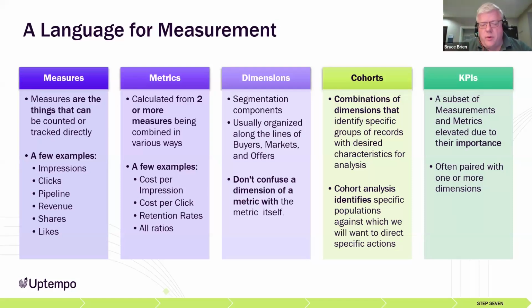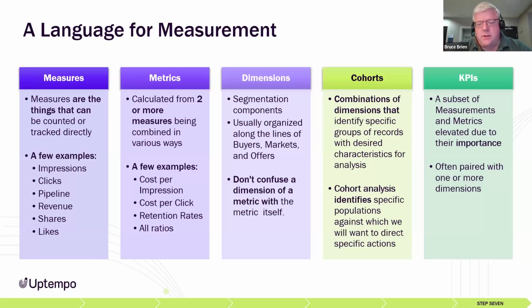When we move from measures to metrics, they are very similar, but a metric is calculated from 2 or more measures. And this is where I can now take some of those measures. I know how much I spent. I know how many impressions I got. I put them together. I get cost per impression, cost per click, retention rates, all ratios that I might want to calculate. Those are all metrics. So sometimes people use metrics to include measures. In this case, I've got them separated so that we know exactly how to go get them.